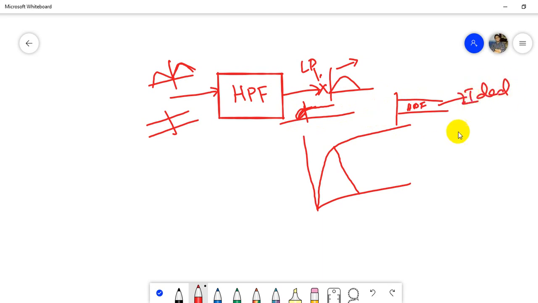This is nothing but the ideal response. So we cannot have an ideal filter, and this is our practical one. This is the lower frequency component which is not passed, which is not stopped. Due to this we will get a component like this. So let us implement this in the practical.